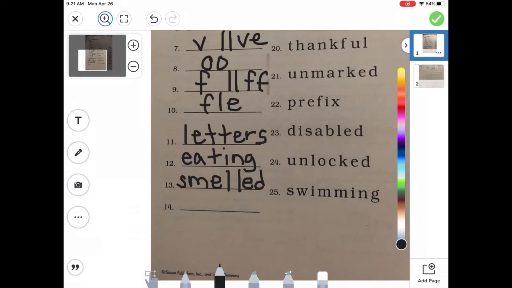How about sleepless? Sleepless, so SL, very good. Then E, P, and then less. That's right, LESS. Good job.